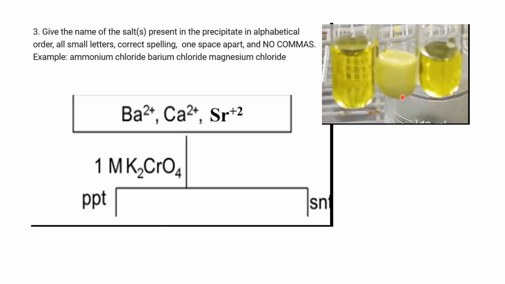So this is the tube containing strontium. This is the tube containing calcium. With potassium chromate, obvious yung strontium na nag-precipitate. Yung calcium, as I said in the video, only gave some turbidity. Okay, let us proceed to the next number.